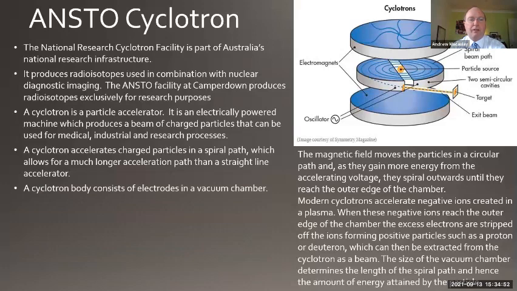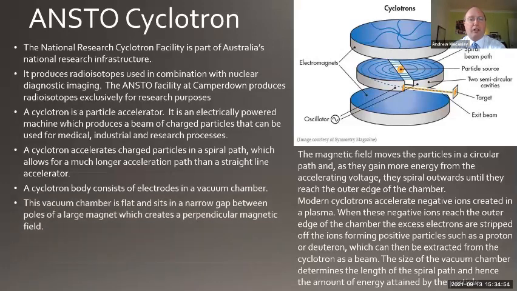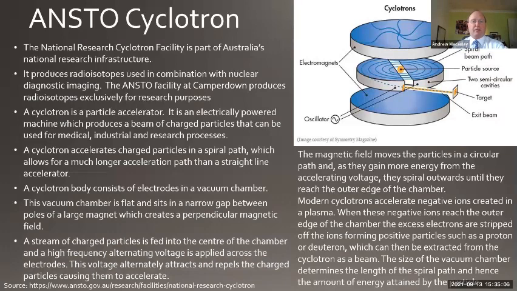The cyclotron body consists of electrodes in a vacuum chamber, and that vacuum chamber is flat and sits in a narrow gap between poles of a very large magnet, which creates a perpendicular magnetic field. So when the stream of charged particles is fed into the center, and a high frequency oscillating voltage is applied across the electrodes, the voltage is alternately attracting and then repelling the charged particles and causing them to accelerate.